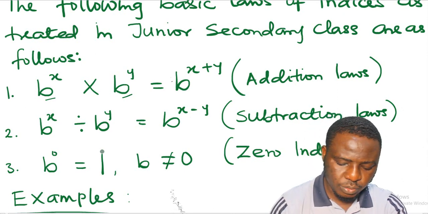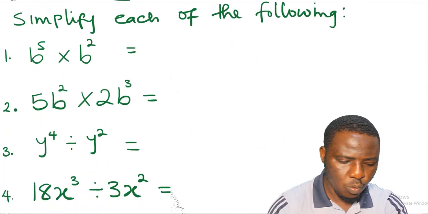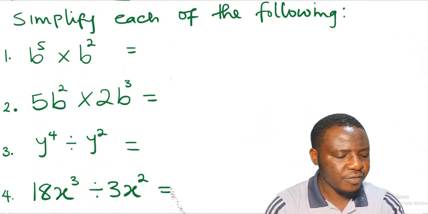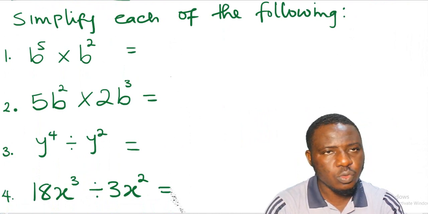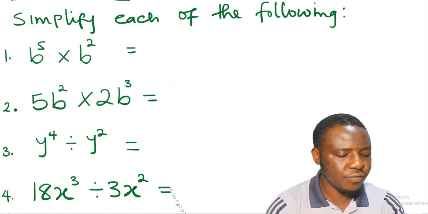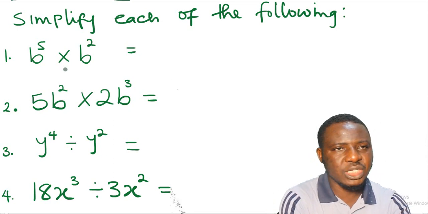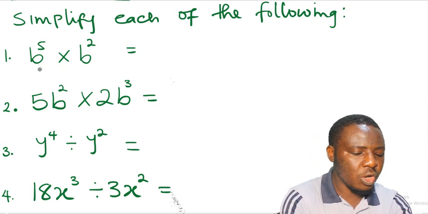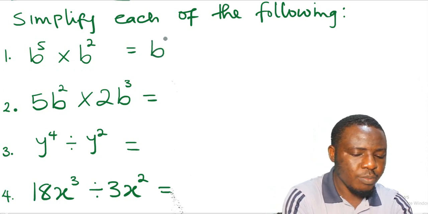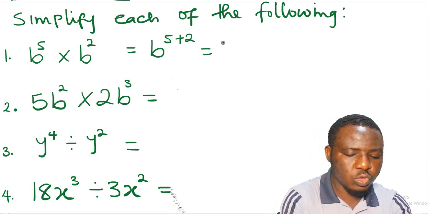Let's take some examples. Simplify each of the following. 1, b raised to the power of 5 times b raised to the power of 2. With our understanding of the basic laws of indices, you know that this is the addition law. And in the addition law, once the bases are equal, you add the powers. So this is going to be equal to b raised to the power of 5 plus 2, which is equal to b raised to the power of 7.